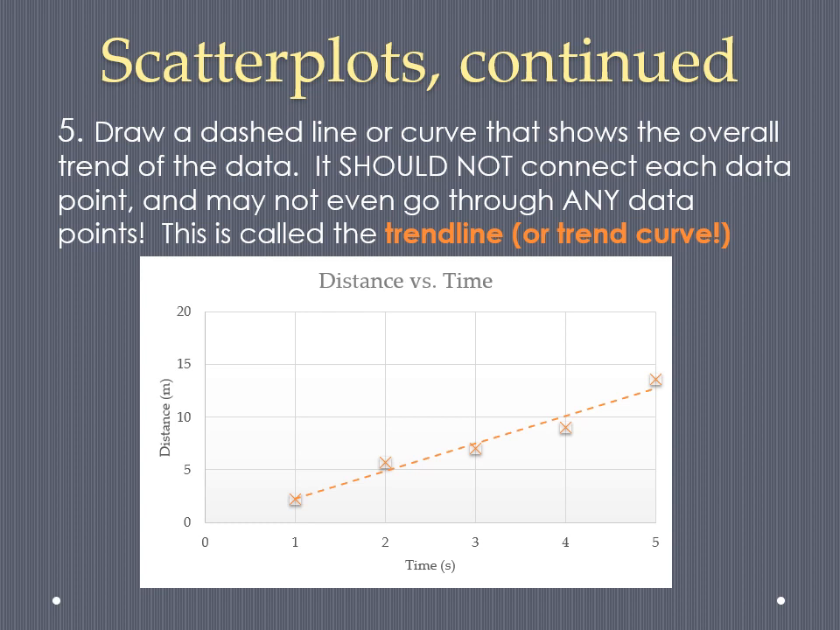Number one, it should definitely not be connecting the data points. So don't do a connect the dots thing. That would mistakenly show that you have this really crazy relationship where sometimes it gets steeper and shallower and all sorts of stuff going on. So you're just showing the overall trend. In fact, your trend line might not go through any of your data points, and that's totally fine.